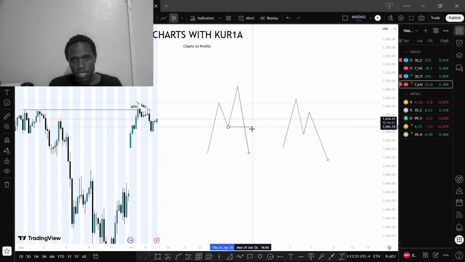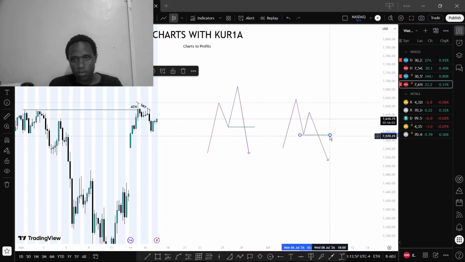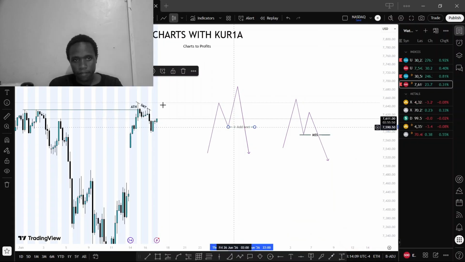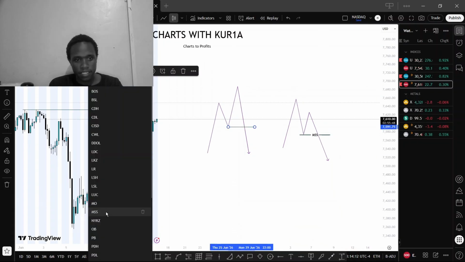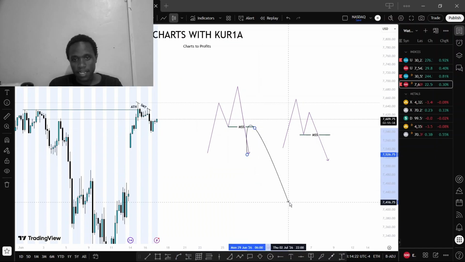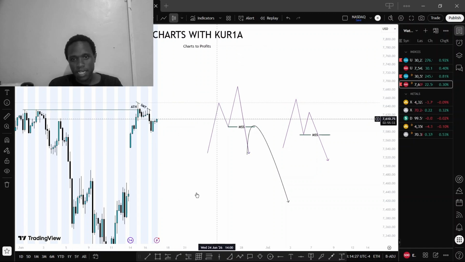Okay, so this becomes a market structure shift that forms right there. So we form a market structure shift right there, and then price is supposed to come back to this level and then drop to the downside. Okay, so this is an MSS, and then now what you expect to get is something of this sort as price drops to the downside, and that is exactly what happened yesterday. Okay, so this is basically what an SMT is.